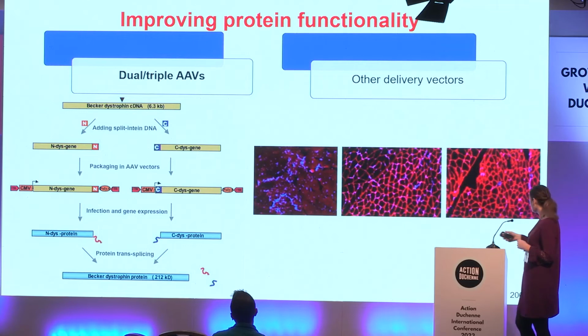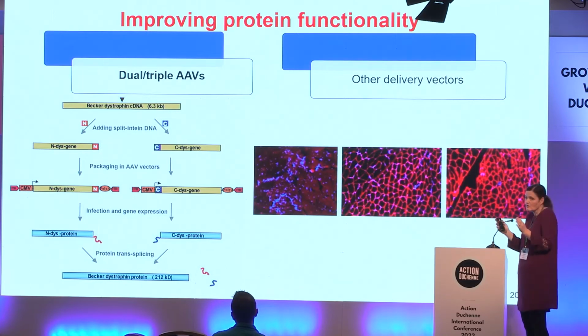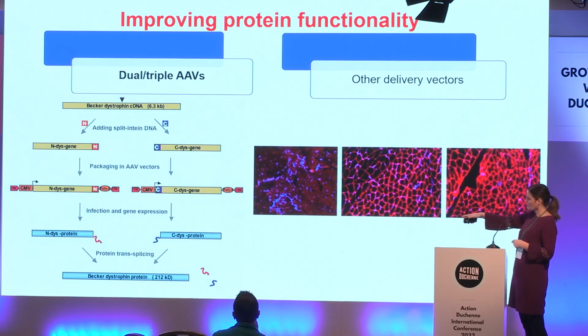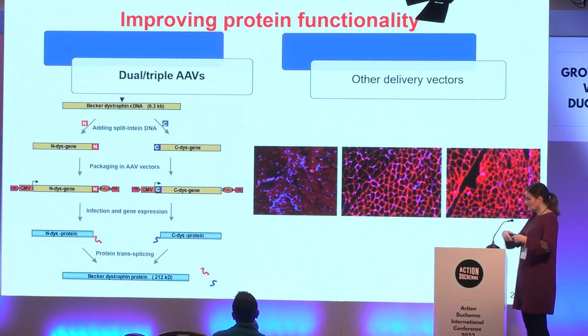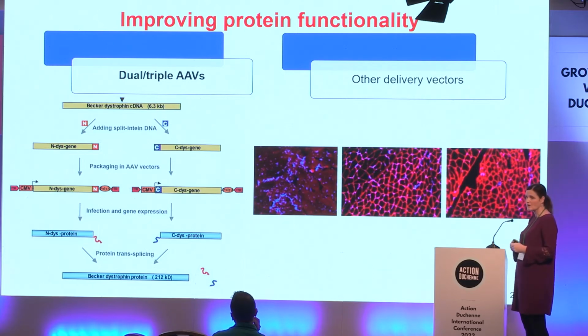So Lee et al. used bigger sections in 2 AAV vectors. It's still not the complete protein being delivered, but they used what's called protein trans-splicing. So that red and the blue line come together and splice the 2 parts together, and we get a longer Becker-like protein expressed, and it worked very well in the MDX mouse.